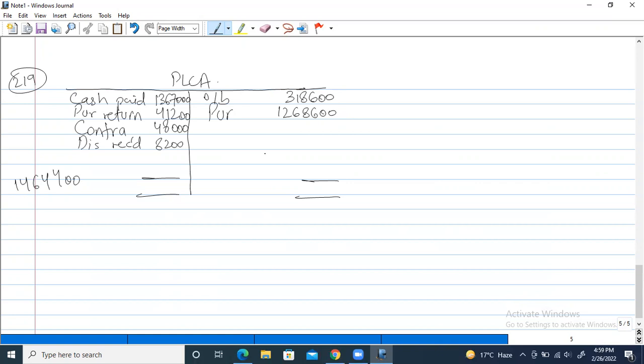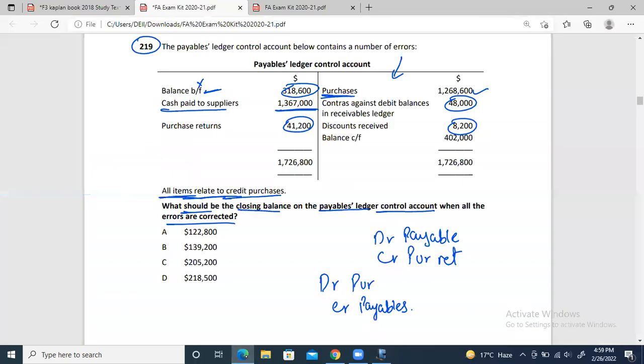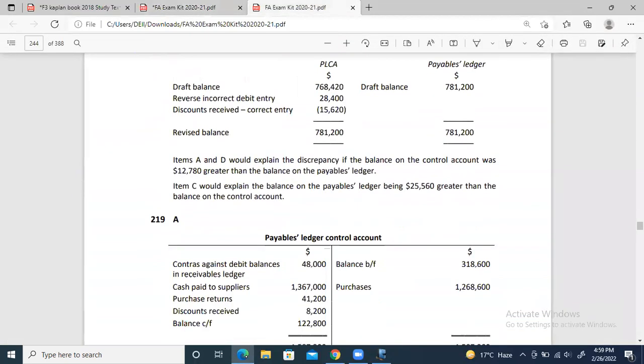1,268,600 plus 318,600. So yes, this side is heavier. This is 1,587,200 and 1,587,200. So if we minus from this amount, minus 1,464,400, we are getting the correct closing balance, which is 122,800. Let's see which is the correct option. So 122,800. This should be correct. Yeah, this is the correct option.